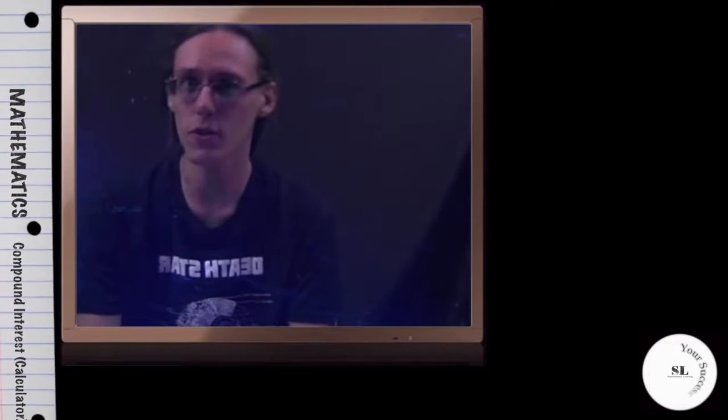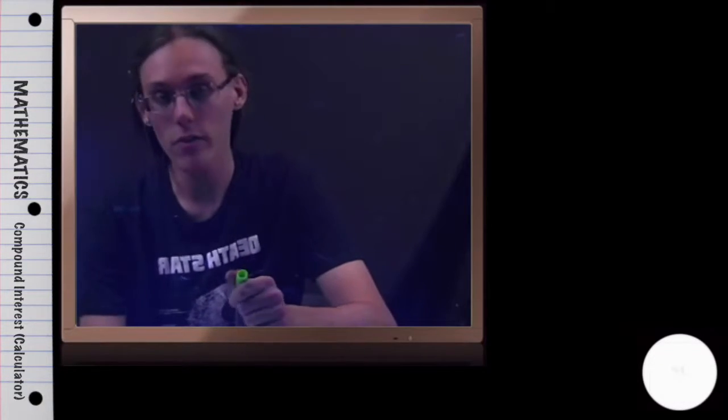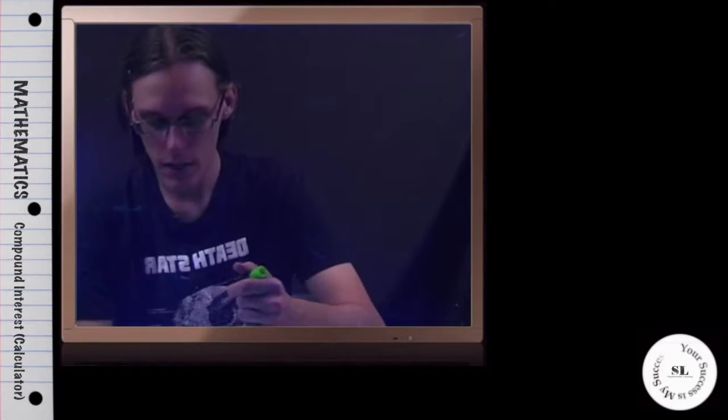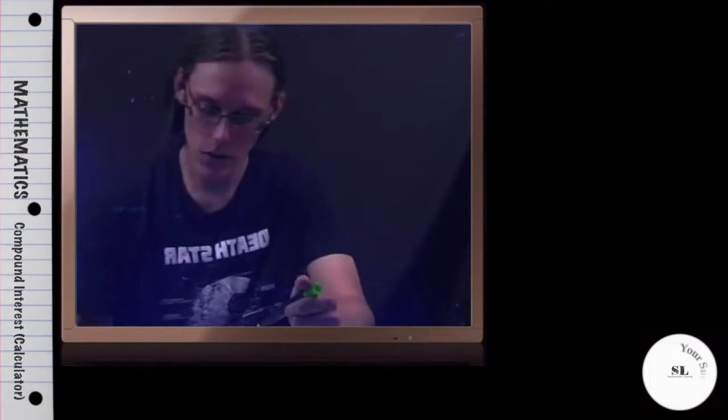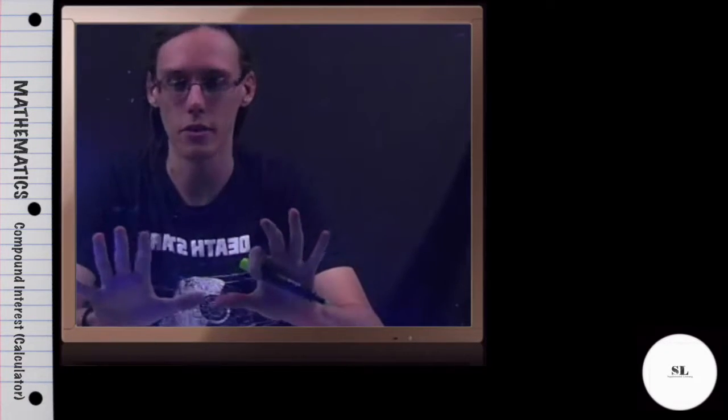Right, now in this question we're asked, how much should be deposited today in an account that earns 6% compounded semi-annually so that it will accumulate to $10,000 in 3 years? And then in bold it says, round up to the nearest dollar.